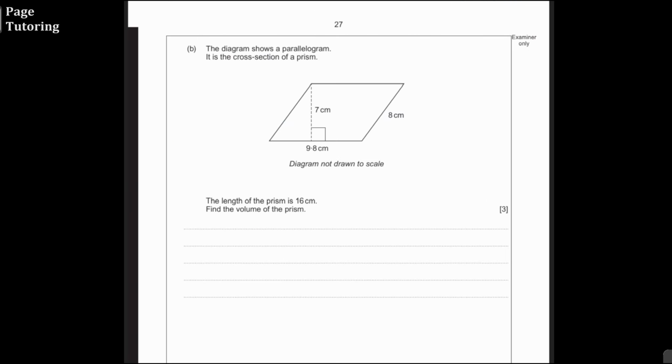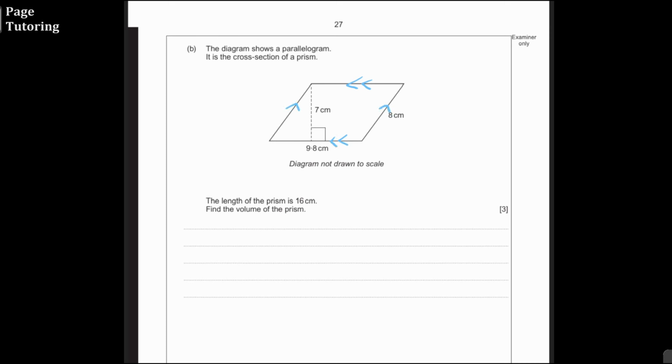Part B. The diagram shows a parallelogram. It is the cross section of a prism. And if you remember back to the start of this paper, we actually had a drawing of a parallelogram and we discussed it briefly, but we'll say it again now. Parallelogram, that means that these sides here are parallel and then the other side here is also parallel.